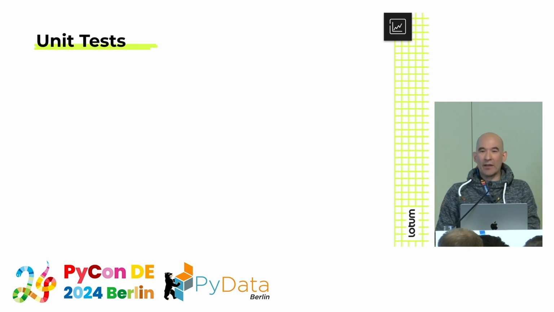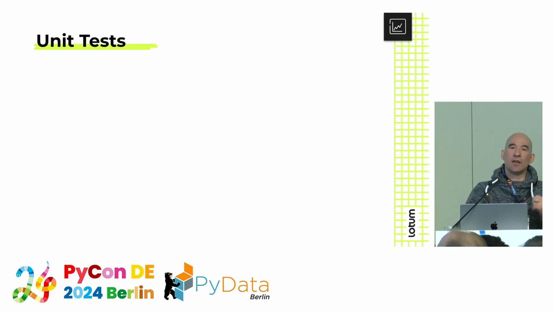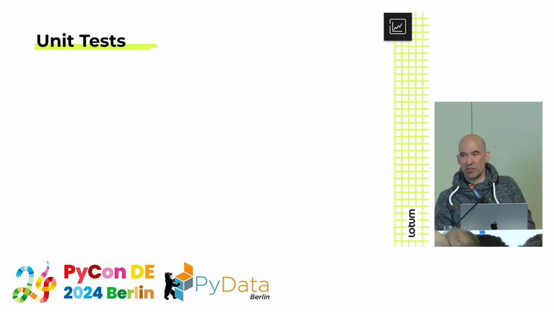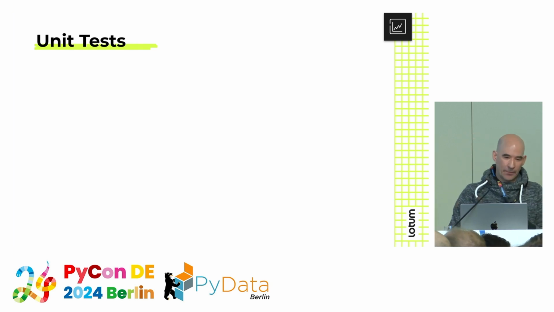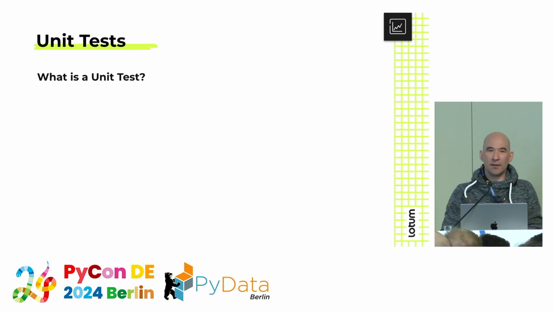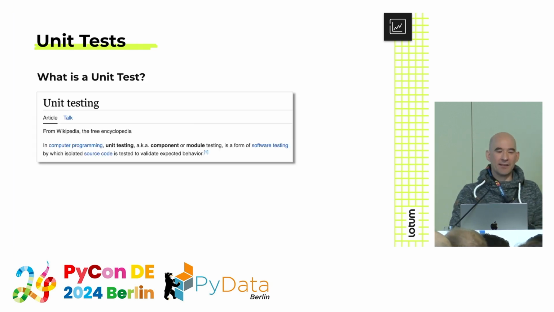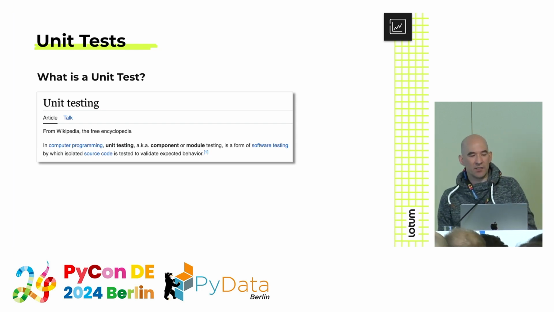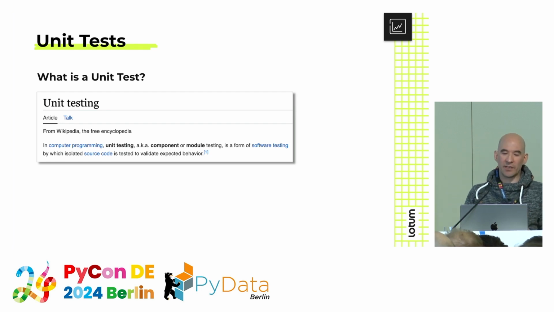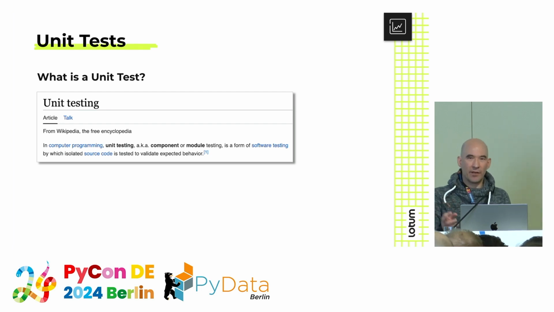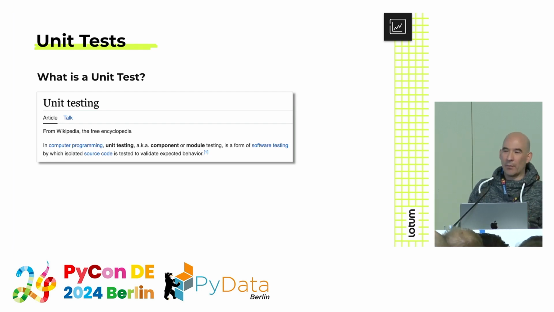So is there a better way to test this which doesn't have all these disadvantages? And I say there is, and it's called unit tests. So what is a unit test? Let's have a quick look at what Wikipedia says. Wikipedia says in computer programming, unit testing is a form of software testing by which isolated source code is tested to validate expected behavior. That's kind of what I want. Isolated. My SQL statement is isolated. I want to test whether it has expected behavior.